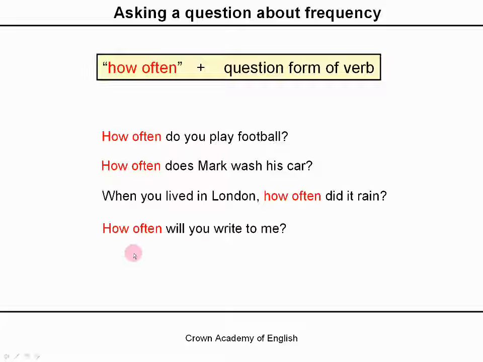How often will you write to me? This time we are in the future simple tense. How often, followed by the question form of the future simple. Will you write? Okay? So this is how you ask somebody about the frequency of an action.